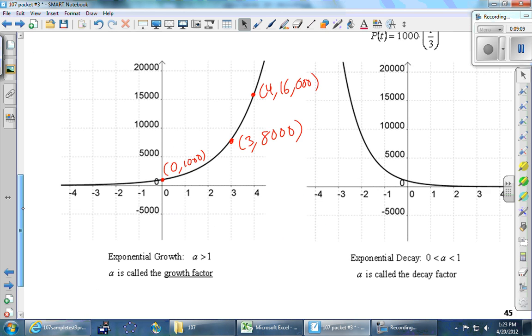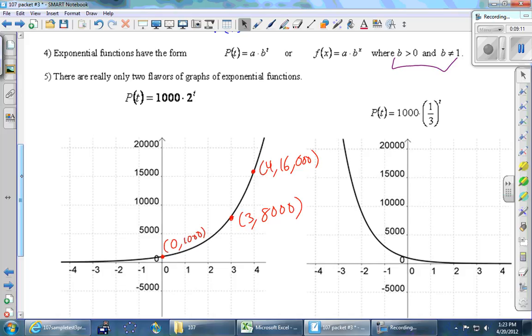Okay, let's come over to here. So it turns out for exponential graphs, there's really only 2 kinds, 2 flavors. There's this guy right here, which grows from left to right. And then there's this graph right here, which is kind of the opposite. It falls from left to right. And the thing that distinguishes the exponential growth from exponential decay, that's our word for falling, is just this magic number right here.